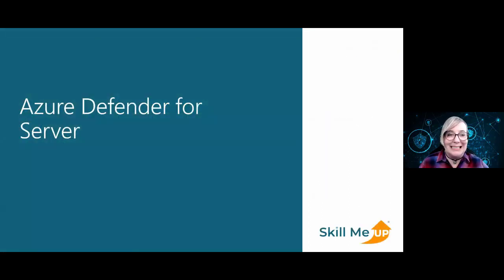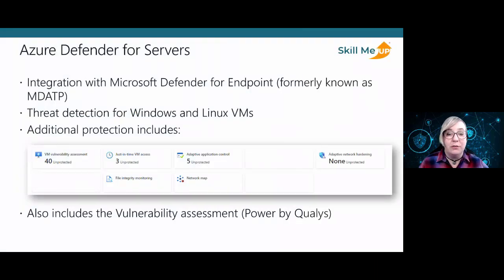So let's dig into each one of these a little bit deeper here. Azure Defender for servers adds the threat protection and advanced defenses for your Windows and Linux machines. So for Windows, Azure Defender integrates with Microsoft Defender for Endpoint to monitor and protect your workloads on Windows-based machines. Security Center presents the alerts and remediation suggestions from all of these services in an easy-to-read format.